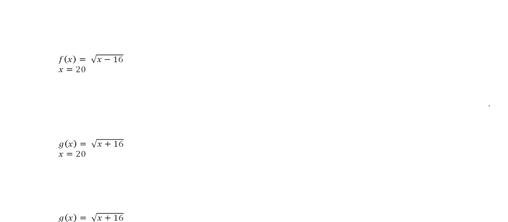All right, so this one, this is kind of fun. Here I'm going to have my f of x is going to take the square root of x minus 16. Well, if my x is 20, I'm going to have the square root of 20 minus 16. That's going to give me the square root of 4, which is 2, plus and minus 2.